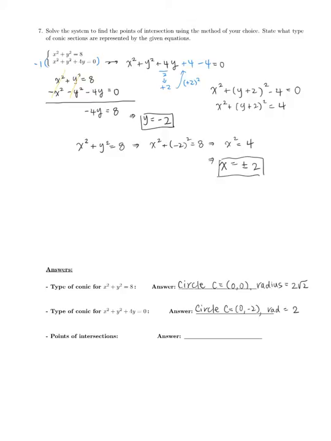Okay, so it looks like what we got is, when y is negative 2, x is plus or minus 2. So you're going to have 2 comma negative 2 and negative 2 comma negative 2. And there you have it.